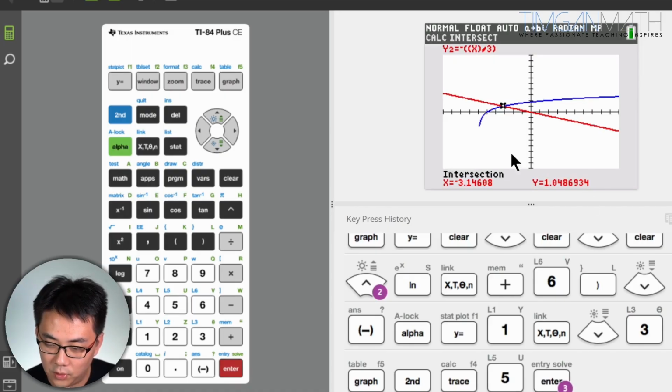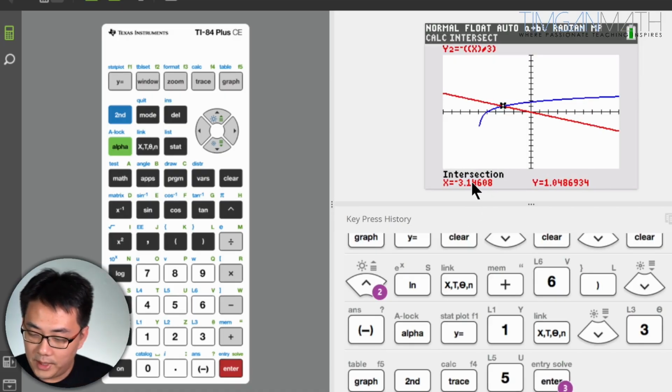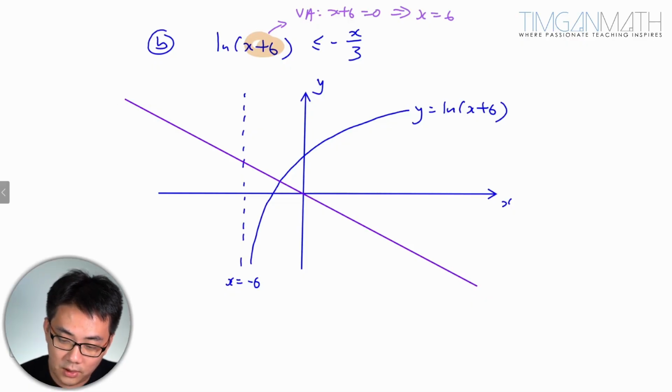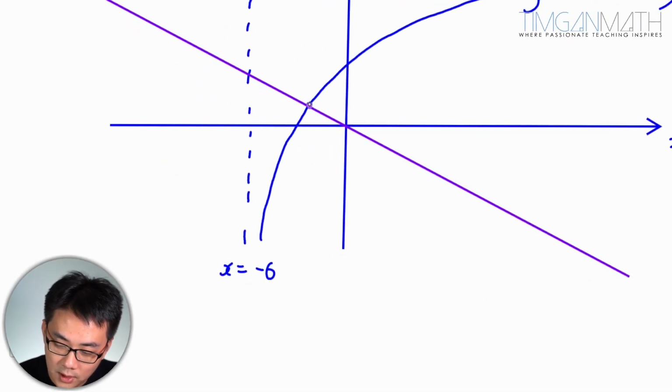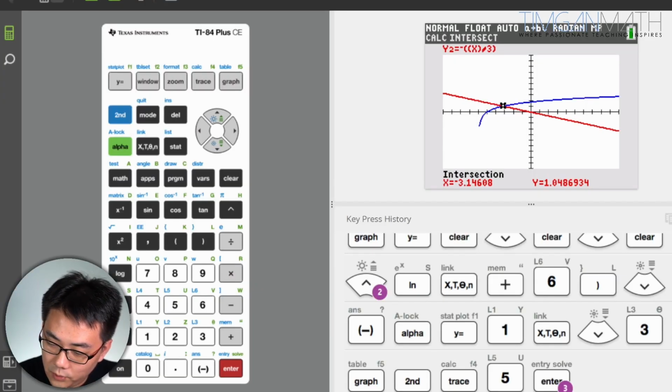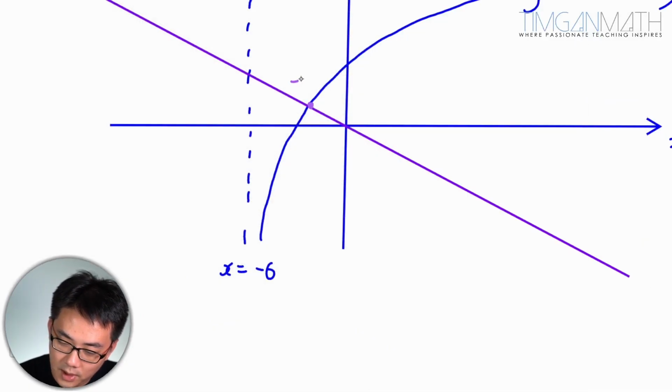Learn this one. I'm not going to go through it. You just calculate minus 3.14608. You should know how to use your calculator already, so I'm not going to. This one here is minus 3.146. Minus 3.146. Here, this is minus 3.146.